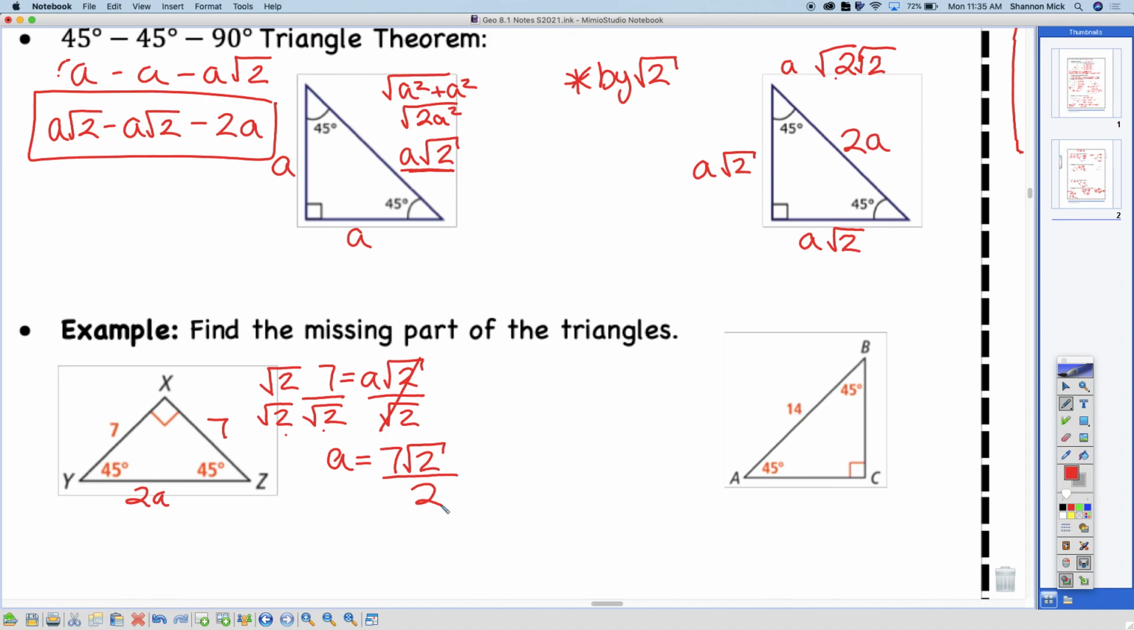Okay, now. Let me finish. And I know what you're thinking. Let me finish. Okay? So now what do I do with this? I plug it right in here, don't I? Yep. So it's going to be 2 times 7 square root of 2 over 2. My 2's reduced, correct? Yep. And I get 7 square root of 2.